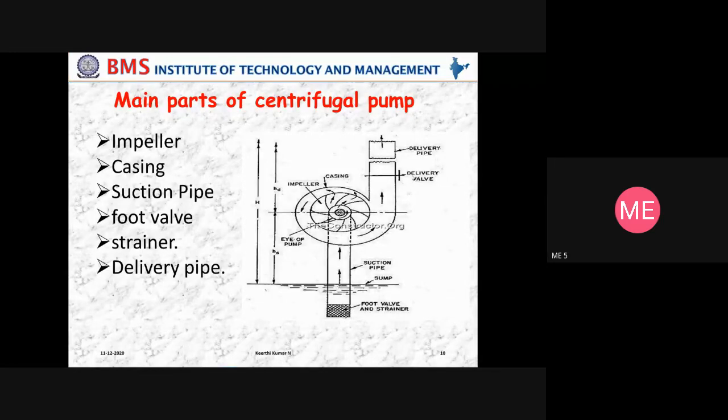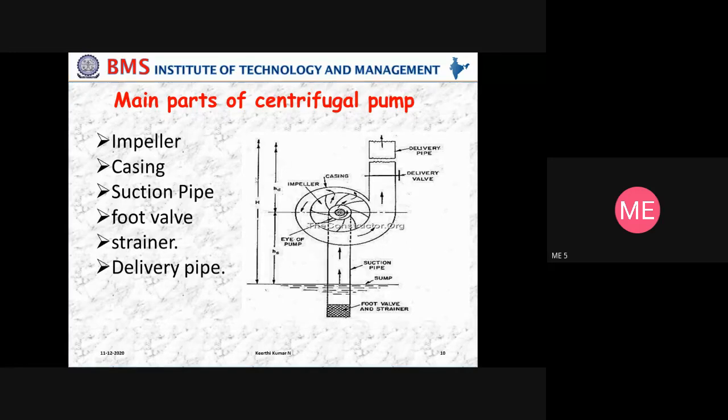This is a delivery valve, used to control the delivery; we can operate this valve. And then the delivery of the water takes place from this delivery pipe. These are the different parts of the centrifugal pump. I'll tell you once again what parts you should explain: foot valve and strainer, suction pipe, eye, impeller, casing, and delivery pipe. If you are asked to explain the working of each part of a centrifugal pump, you should explain these in detail.